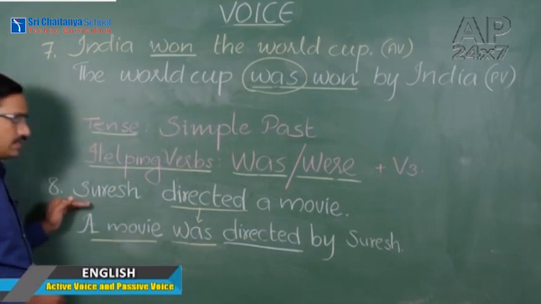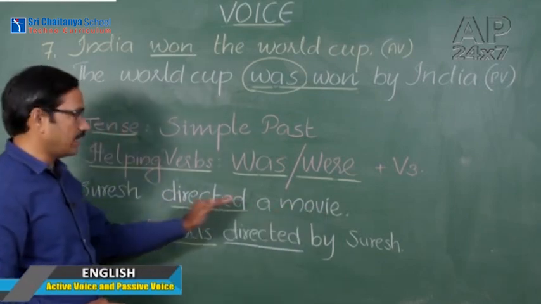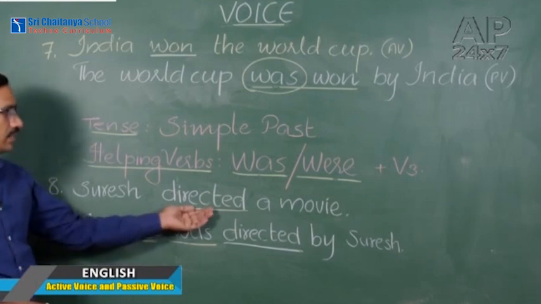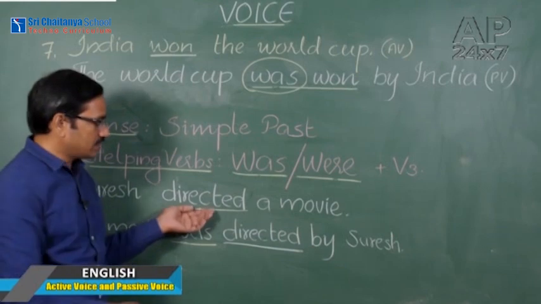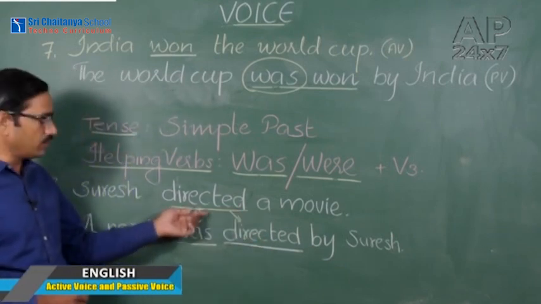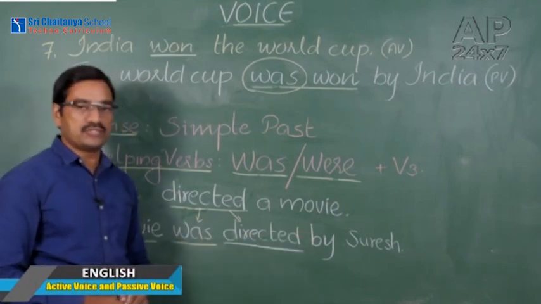We'll go for another example here. Suresh directed a movie. Directed is the past form, simple past. So we have to introduce one of the helping verbs, was or were, plus V3. Directed will be in the V3 form, directed only. So a movie was directed by Suresh.